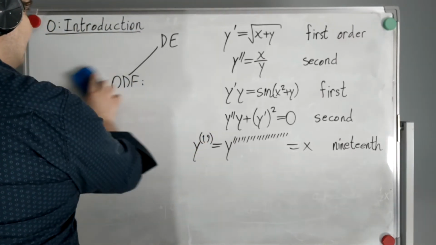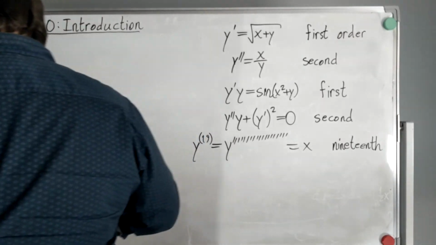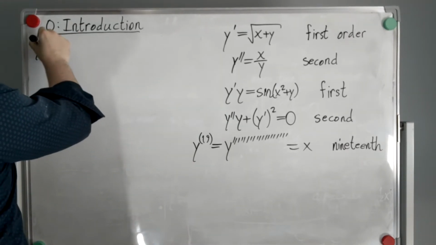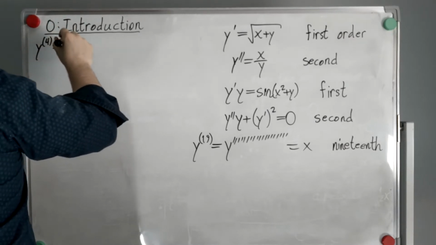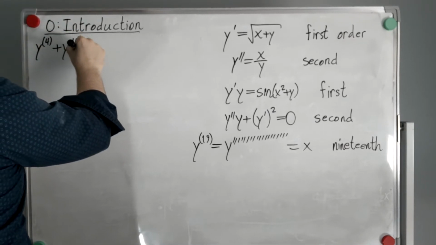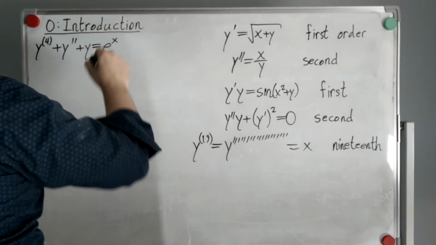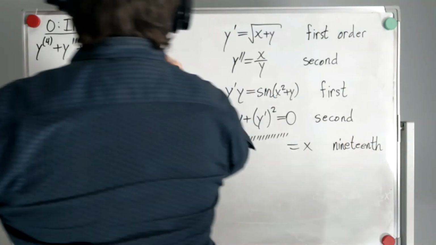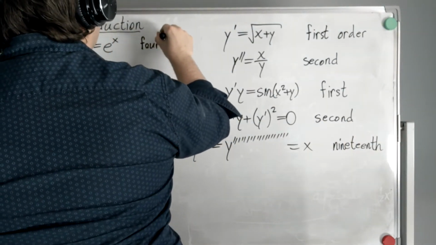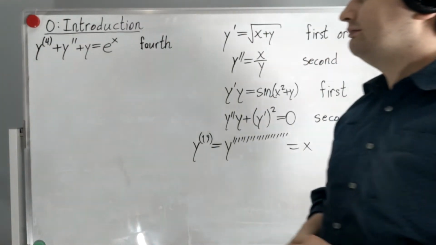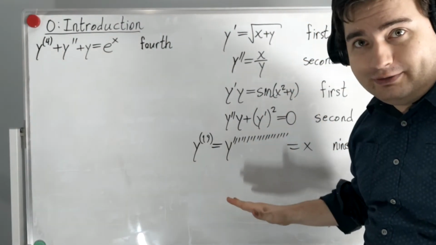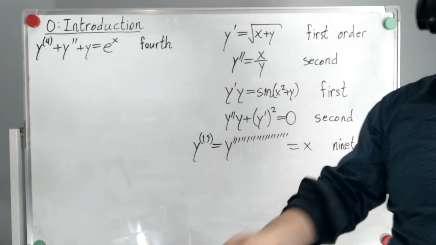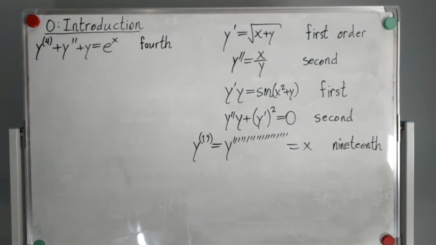And we can look at some more examples, just classifying ordinary differential equations by their order. So if you have a fourth derivative of y plus y prime prime plus y equals e to the x, the highest derivative being taken there is a fourth derivative, so therefore this is a fourth order ordinary differential equation. Again, all of these are ordinary differential equations because they're all just y depending on x and no other independent variables.